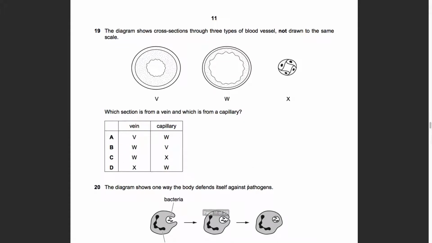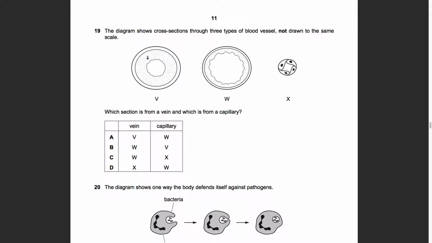Okay, 19. We're moving on to transport in animals now. The diagram shows a cross-section through 3 types of blood vessel, not drawn to the same scale. If you can look at this straight away, it makes life easy. If you know your stuff, you'll know that V has quite a narrow lumen, but a really thick wall. That's going to be an artery. W has a wider lumen, but a thinner wall. That's going to be a vein. And X is going to have a teeny little lumen, and it's only made up of a wall that is 1 cell thick. So from the inside, the lumen, to the outside of the blood vessel, it's just 1 cell in thickness. So X is a capillary.